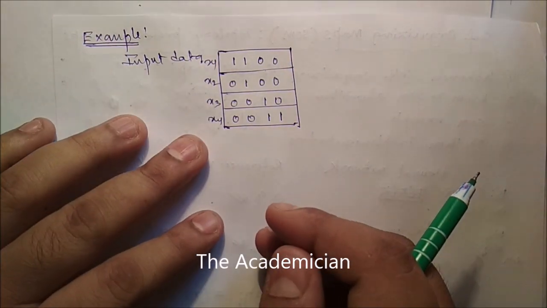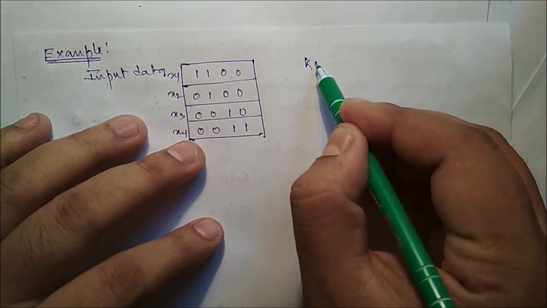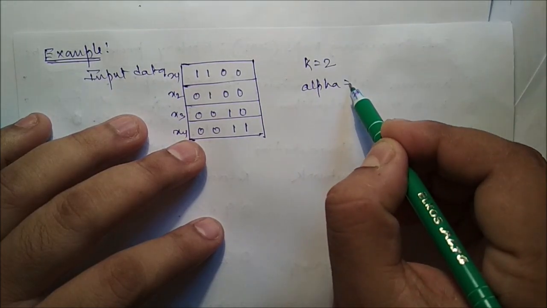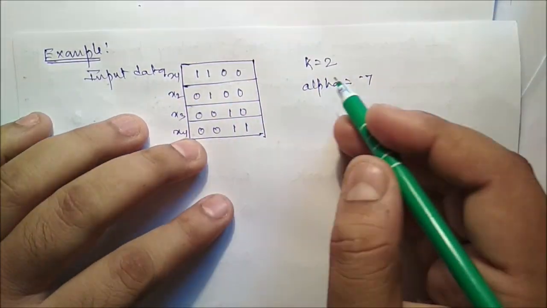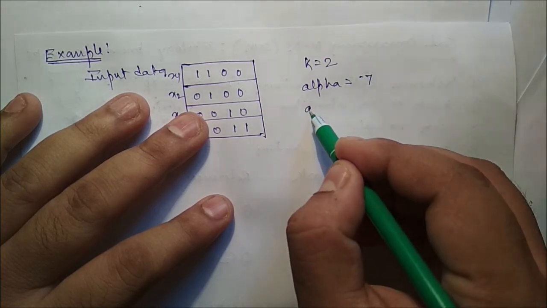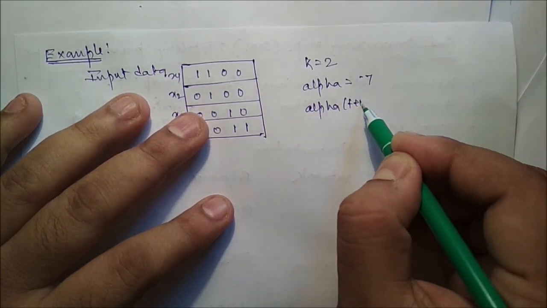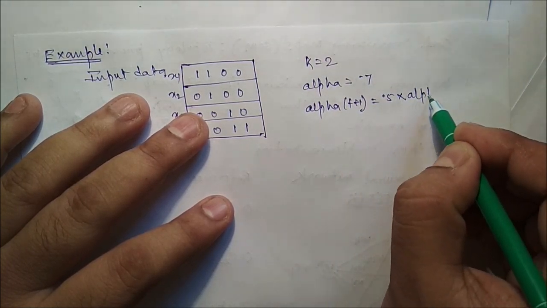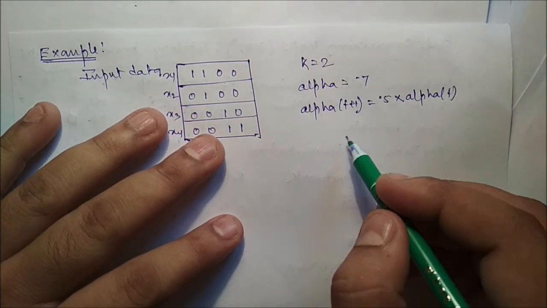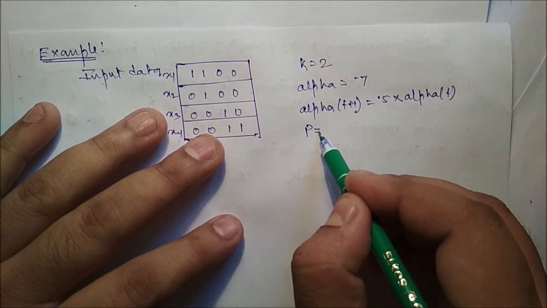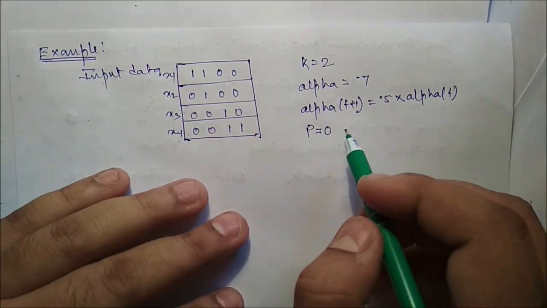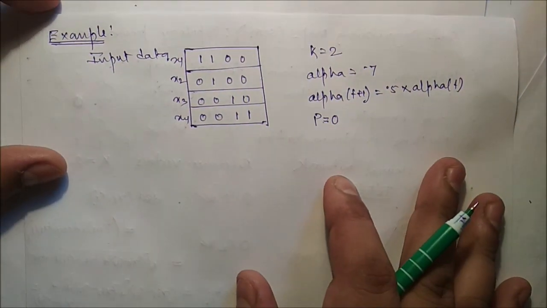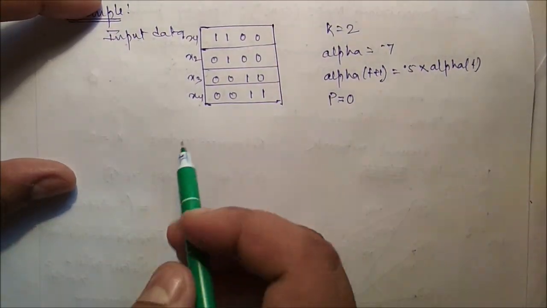Let's say we have 4 input data, and assume the number of clusters is 2, and the initial parameter alpha is, say, 0.7, and every time we have to update the alpha, so that means alpha(t+1) will be 0.5 into the old alpha, and assume the radius will be 0, or the neighbor will be 0. That means we have to update only the nearest centroid, not the neighbor center. And we have to set the initial weight matrix.